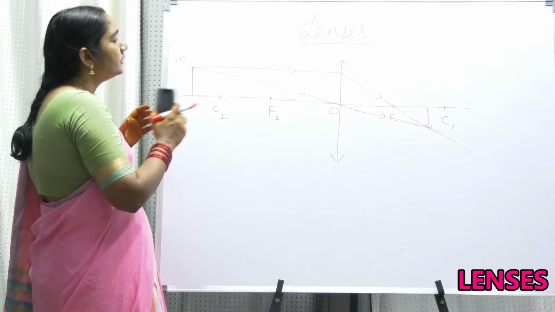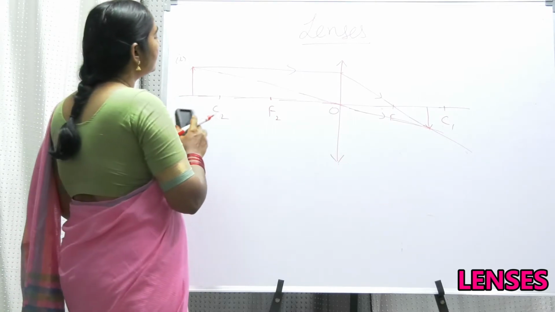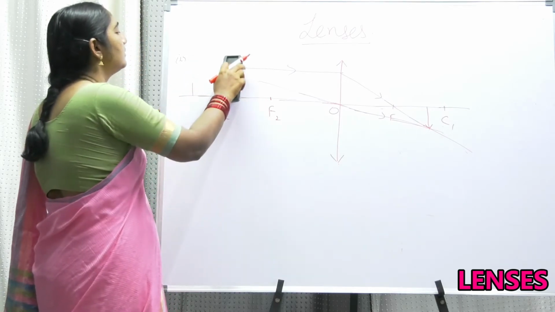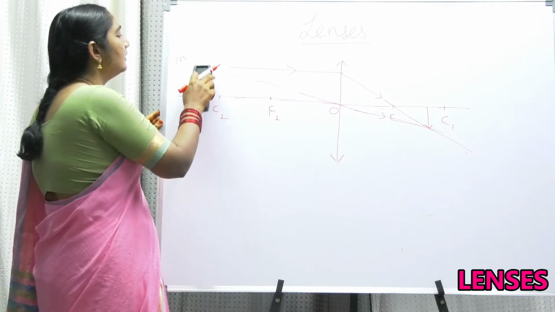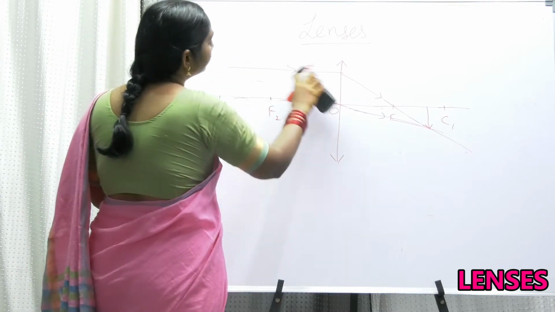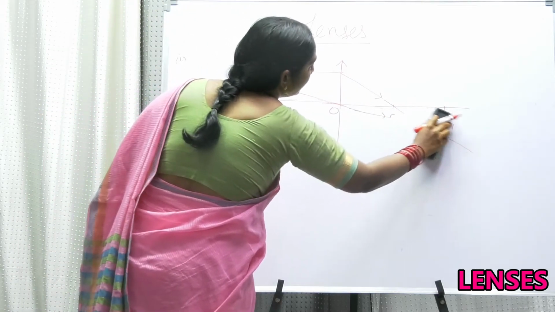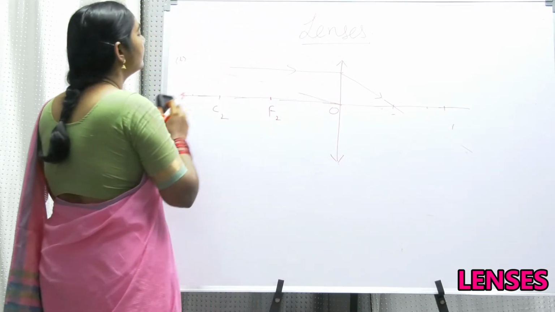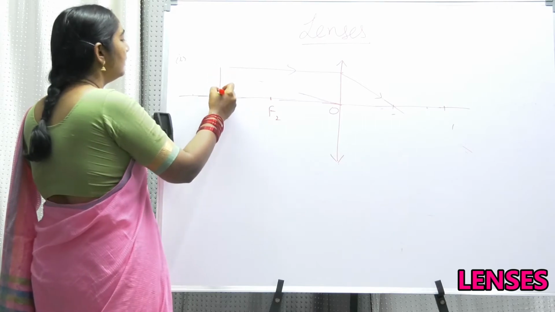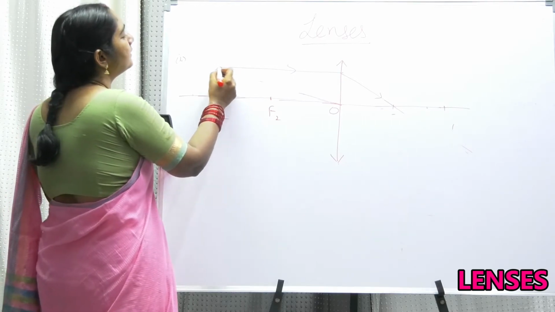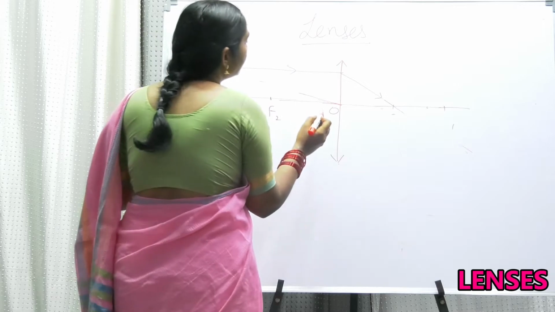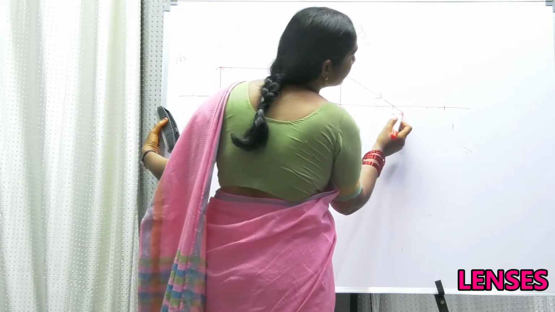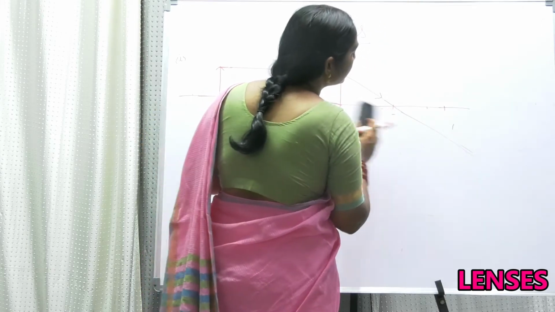In the second case, let us take the object at C. So let us see how the image is formed. Now we are taking an object at C. So the straight line, naturally, will be passing through the principal focus. It is just passing like that through the principal focus.